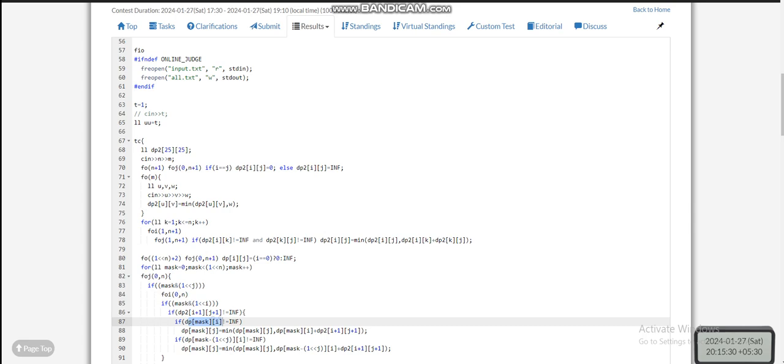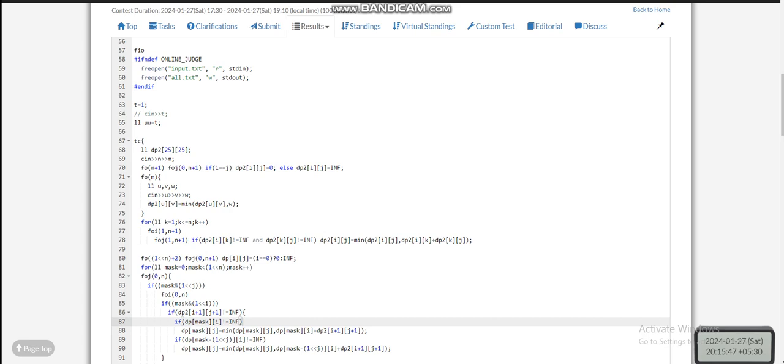So here we are doing: if dp mask I is not infinity, dp mask j is equal to the minimum of dp mask j comma dp mask I plus dp2 I plus 1 j plus 1. Here we are doing one-based indexing, that's why we have to take I plus 1 j plus 1 here. And here the OR condition is handled. You can also remove this part because this is not required.